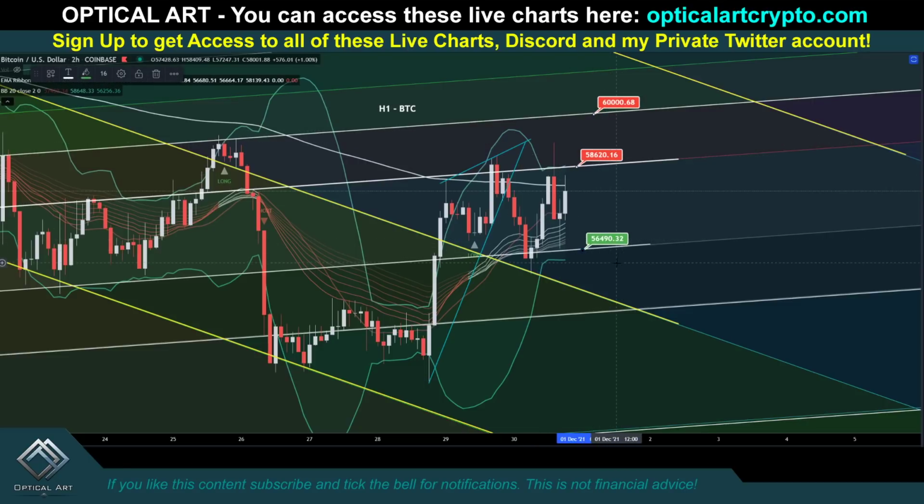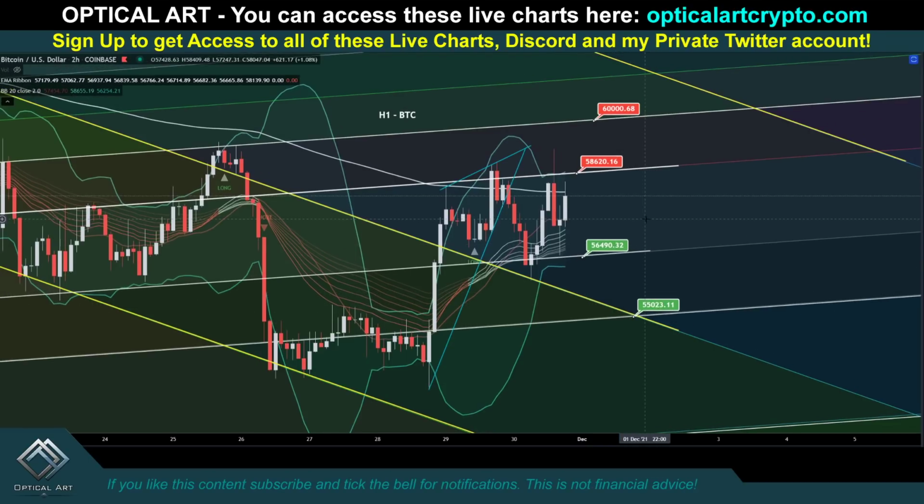Your current support is 56,490. If we drop below that, just like we caught a bounce here, your next support will be when you make contact with this line. So an angle depends on when you make contact, so if you have access to the charts, it's going to be helpful for you. But your next major support's down here at 55,023.